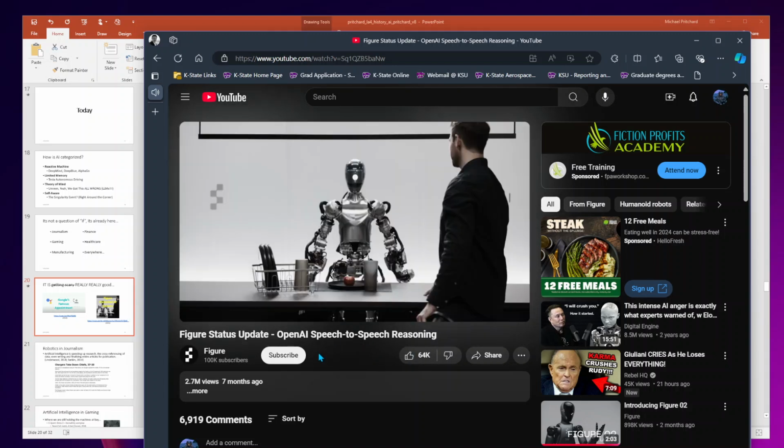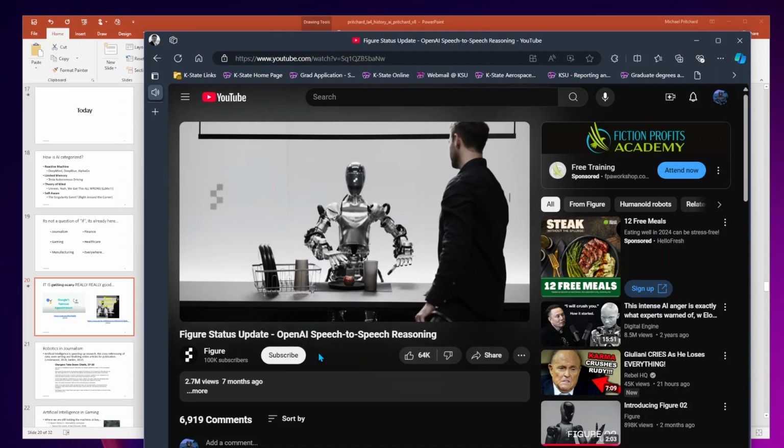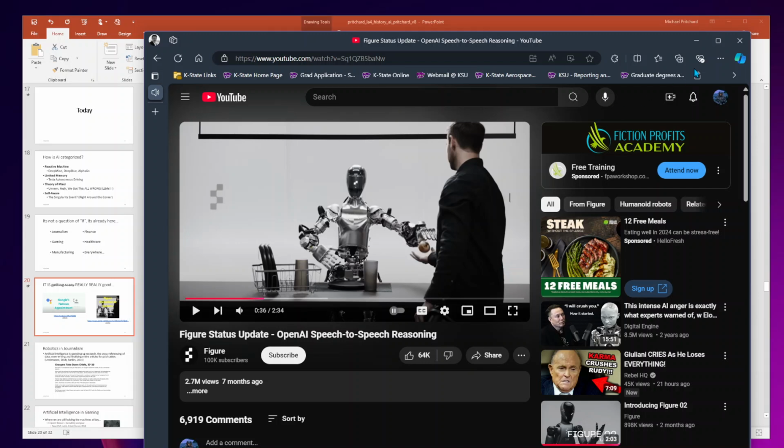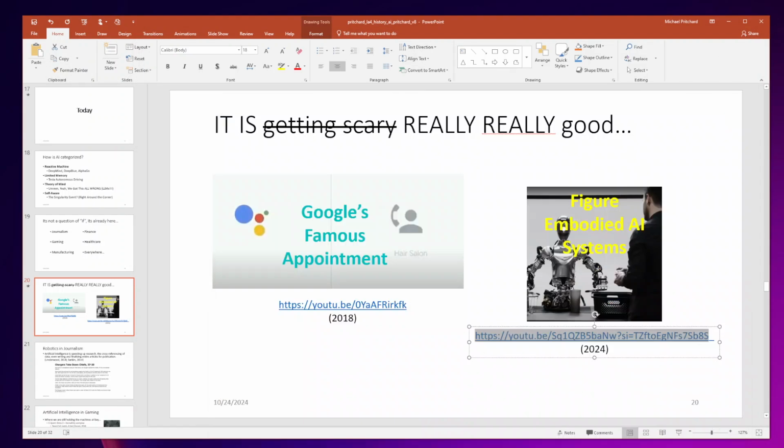And this is where they took a large language model and embodied it within the Figure 1 robot. I'm not going to go through and play the whole thing. I'd love for you to go ahead and check that out if you haven't seen it.